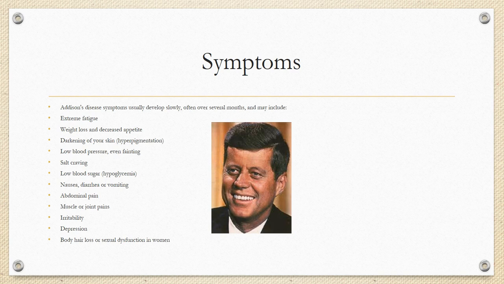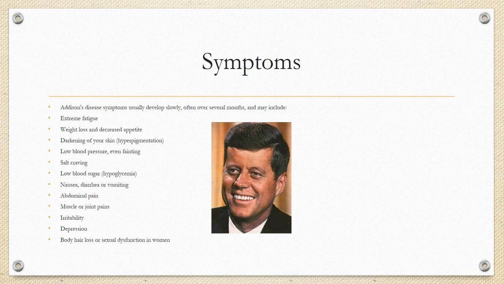So symptoms of Addison's disease usually develop slowly, often over several months. They may include extreme fatigue, weight loss and decreased appetite, darkening of your skin, and I posted a picture of JFK, who had Addison's disease. It will also have symptoms of low blood pressure, possibly even fainting, salt craving, nausea, diarrhea, and vomiting, abdominal pain, muscle or joint pains, irritability, depression, body hair loss, or sexual dysfunction in women.